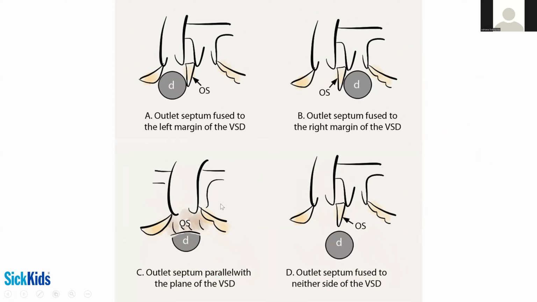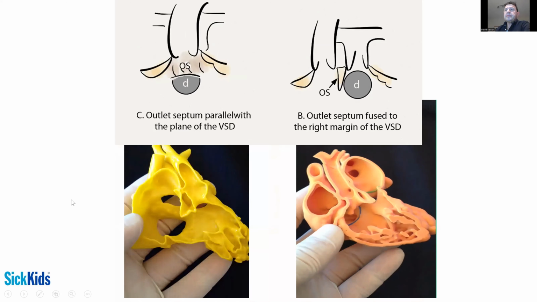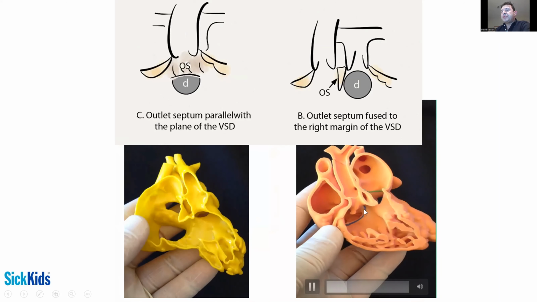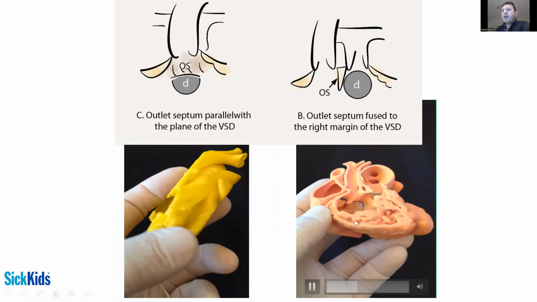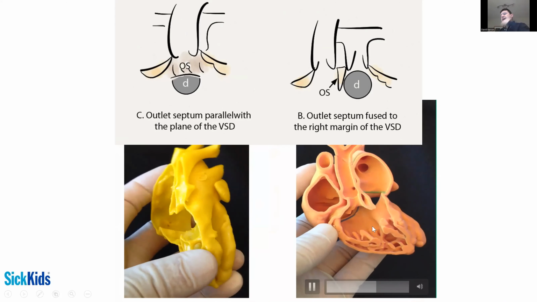But equally, you can have this distance here in a more remote defect, where the outlet septum has become more parallel to the plane of the VSD, or here where it's more remote again. Neither part of the infundibulum is really related directly to the VSD because it's become so remote. And again, these are examples trying to show you that variable relationship between the VSD and the outflow tracts and the infundibulum.